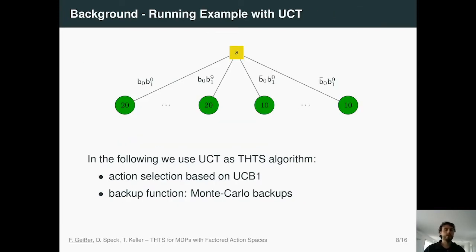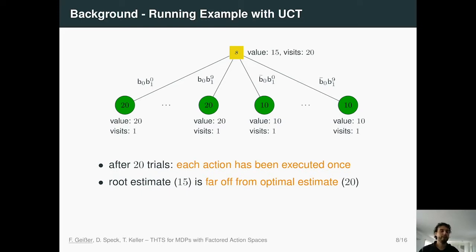Now let's get back to our running example again. In the following, we show the running example with UCT as the THTS algorithm, where the action selection is based on the UCB1 formula and the backup function is based on Monte Carlo backups. Now, if you are not familiar with UCT, that is not too important for this example, because the only thing we are interested in are the value estimates we get. And here now we see the tree after 20 trials.